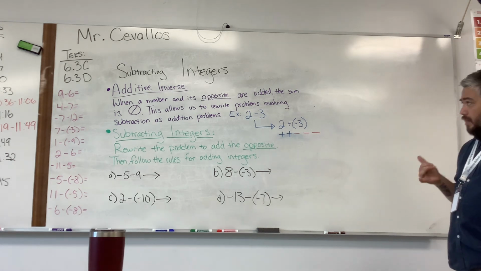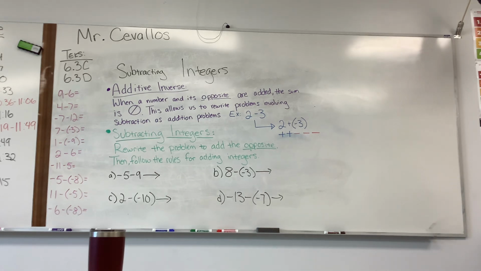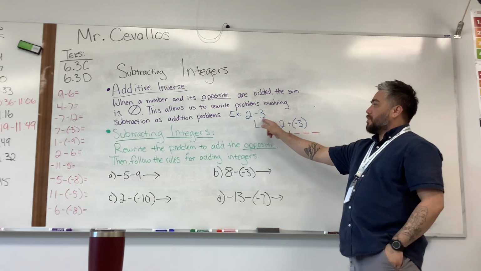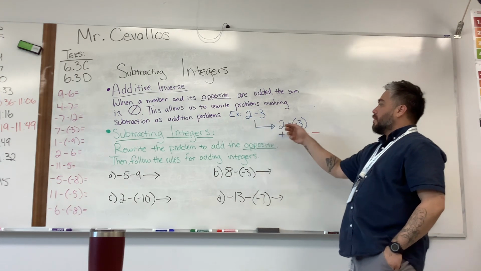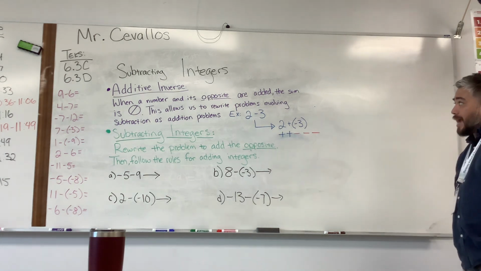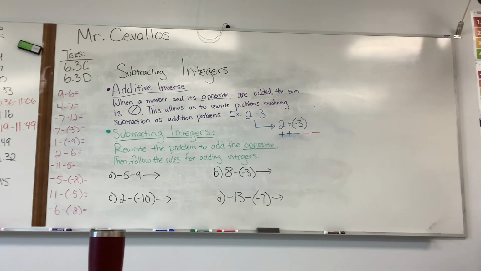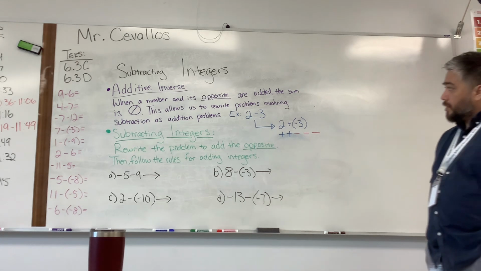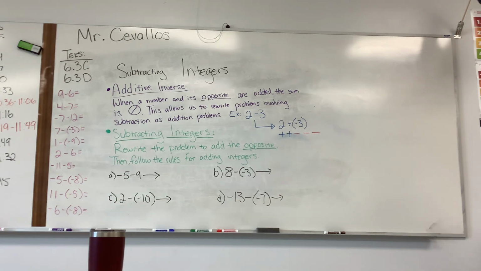A couple of different rules. We have what's called the additive inverse. Instead of saying 2 minus 3, we can say 2 plus negative 3. Just to read the example, when a number and its opposite are added, the sum is 0. That's called a zero pair: 2 plus negative 2, negative 3 plus 3. This allows us to rewrite problems involving subtraction as addition problems. So again, instead of saying 2 minus 3, which we can still find the same answer for, we can rewrite it as 2 plus negative 3.